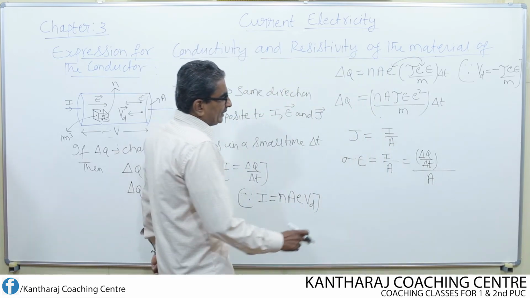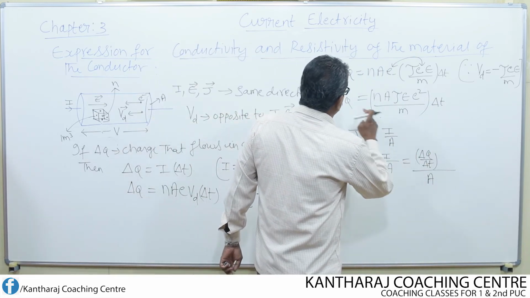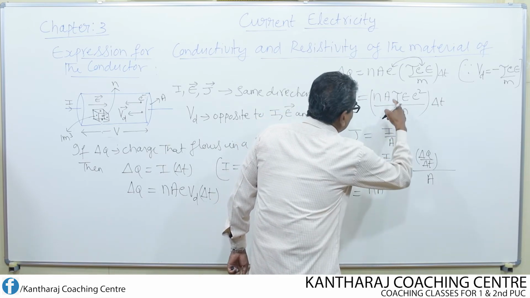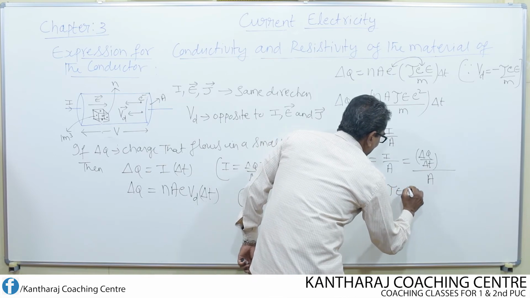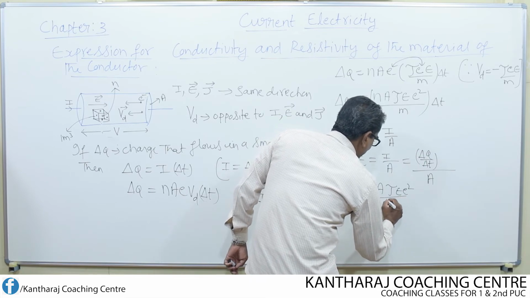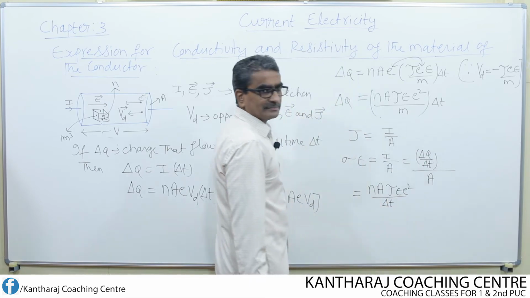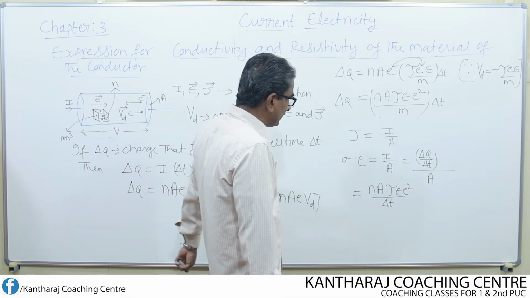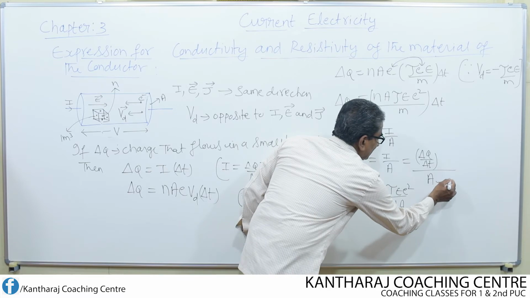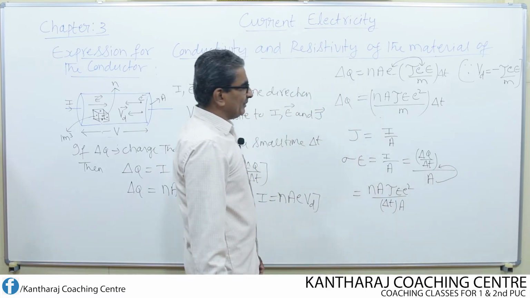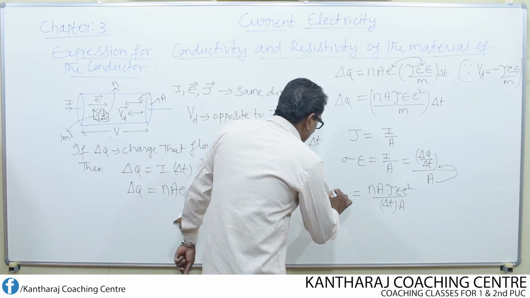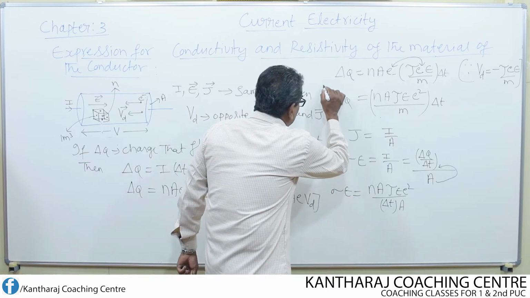We know the value for delta Q. What is the value for delta Q? Delta Q is nothing but equal to N A tau E into E square, substituted for delta Q, divided by delta T. Whole thing divided by A. A gets shifted to the denominator of the numerator. On this side, sigma into E is there.